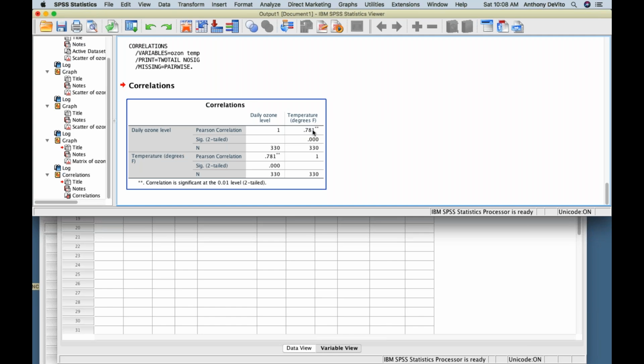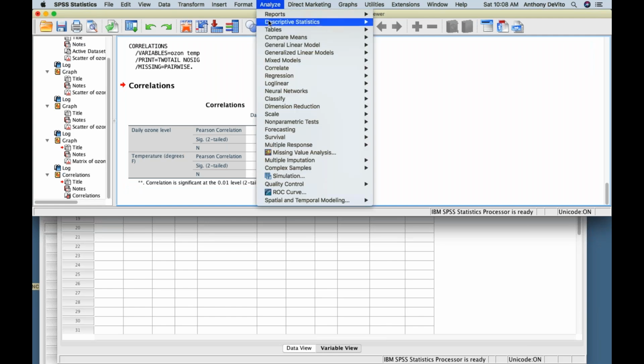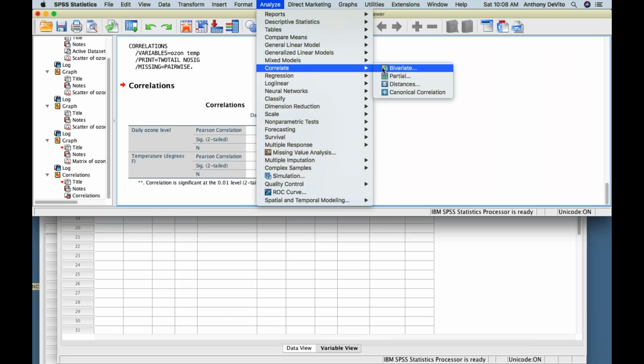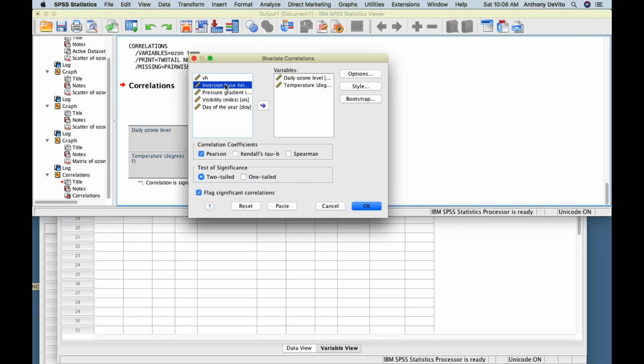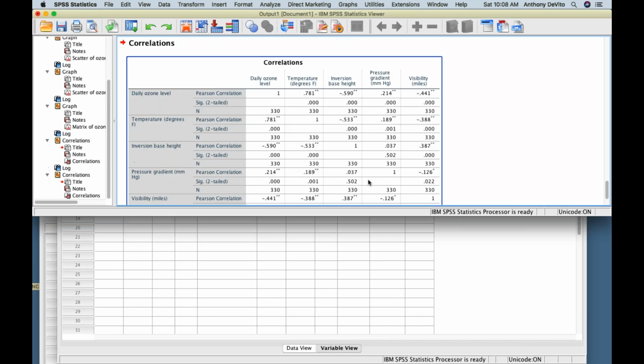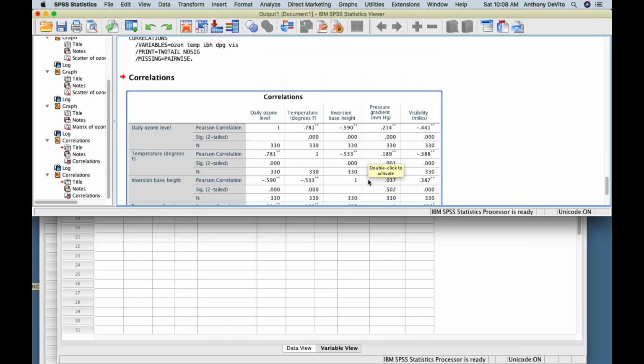So this is a particularly strong one, and it looks statistically significant. Now I could go through all of the rest of them as well. Actually, let me see if I can't. Bivariate. Let me add a couple of these others in here and see what I wind up with.